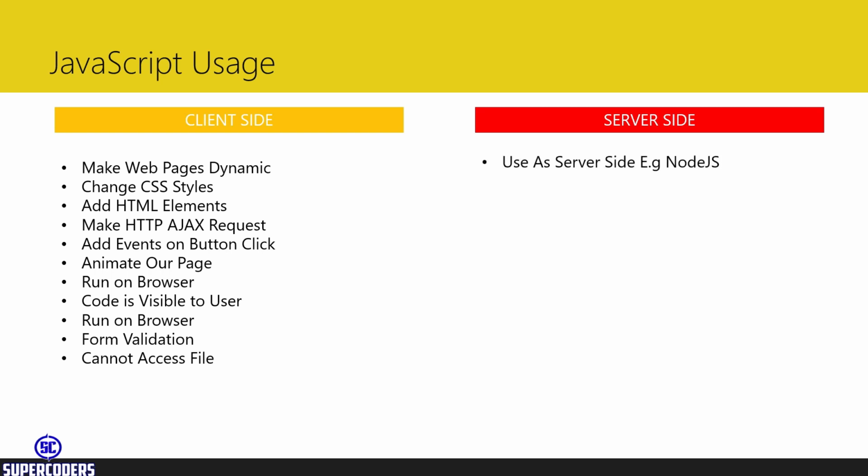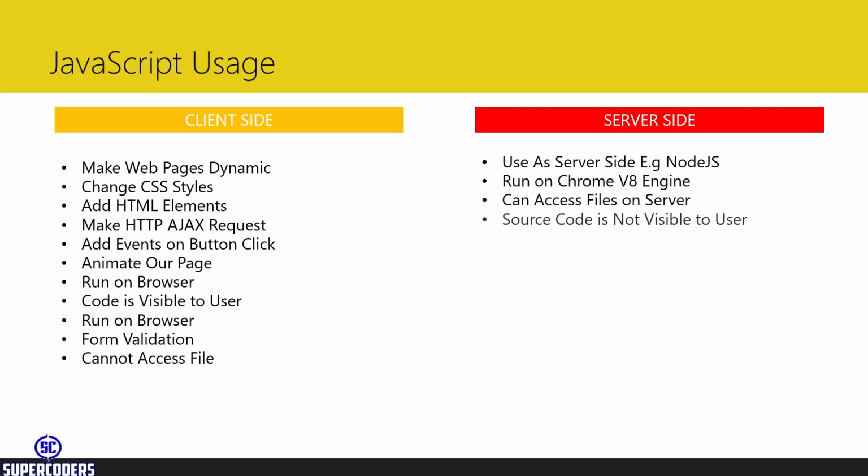Now let's see the server side. A simple example of server-side JavaScript is Node.js, which runs on the server. Node.js runs on the Chrome V8 engine. In 2009, the Chrome V8 engine was extracted from Chrome and a separate environment was created for running Node.js using the Chrome V8 engine. Also, Node.js can access server files. The source cannot be visible to the user, so in Node.js the user can't see the source code.